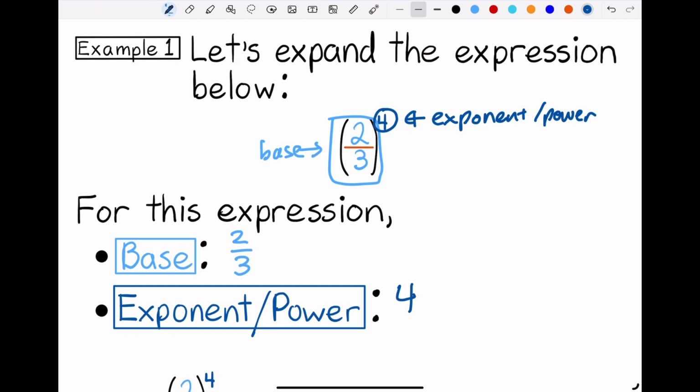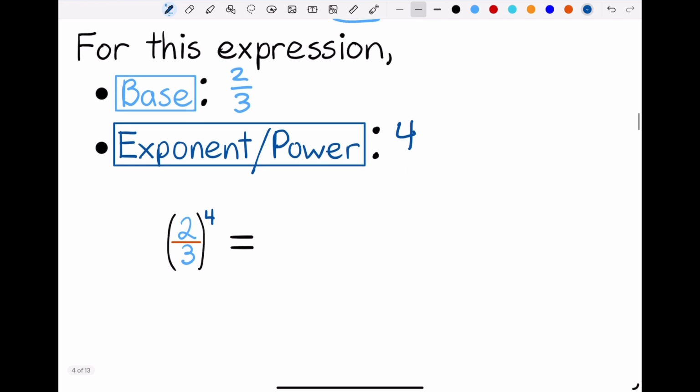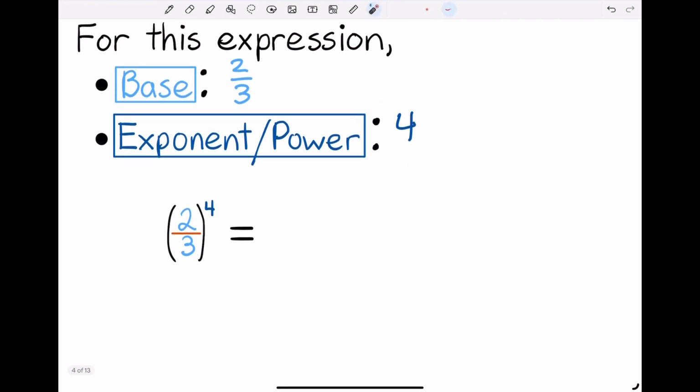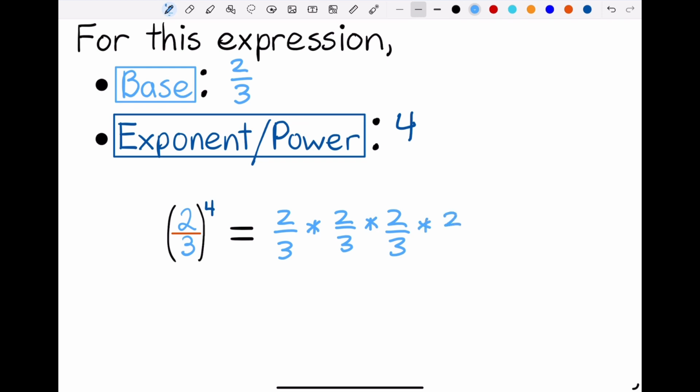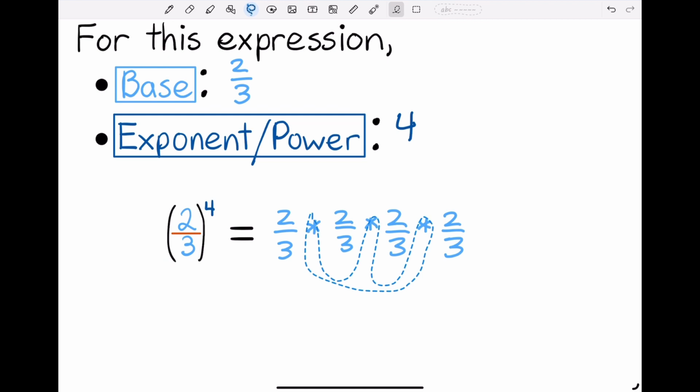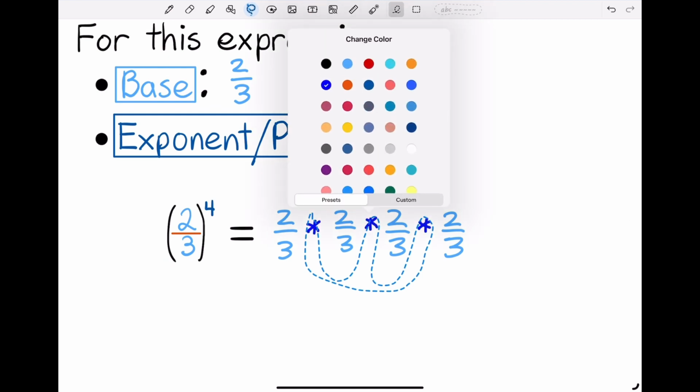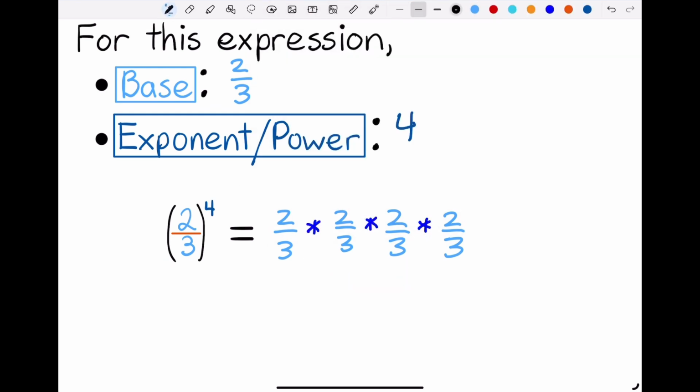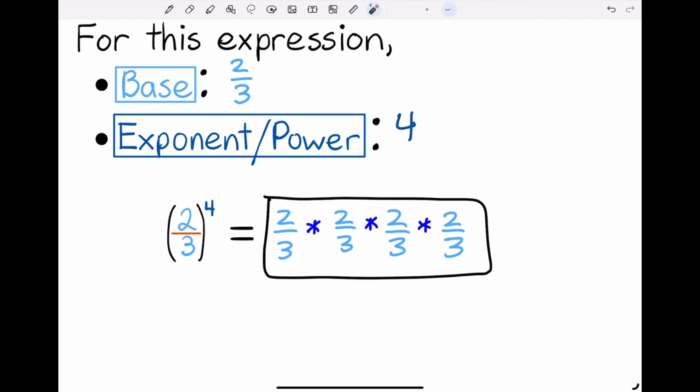So now we have all the information we need. So if you take a look here, the 2/3 is the number we're going to multiply repeatedly, and the 4 tells us the amount of 2/3 we're multiplying together. So here we have 2/3 times 2/3 times 2/3 times 2/3. If I color code the multiplication operators, it'll be clear. And so now we have successfully expanded 2/3 to the fourth power as multiplying 4 2/3 together.